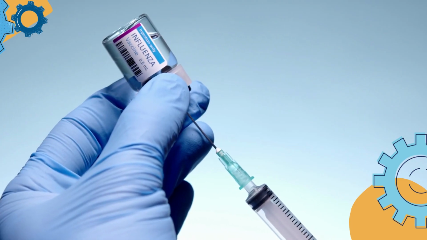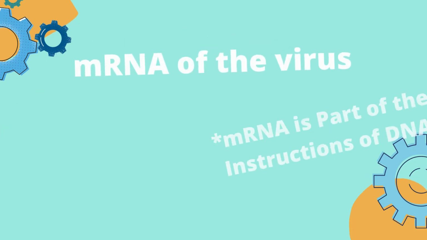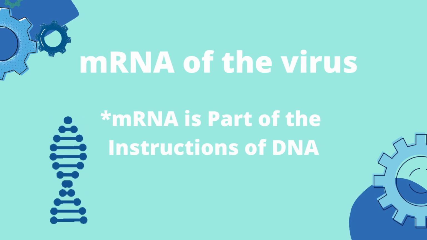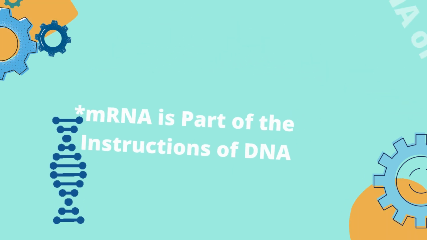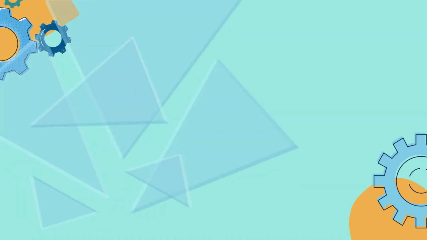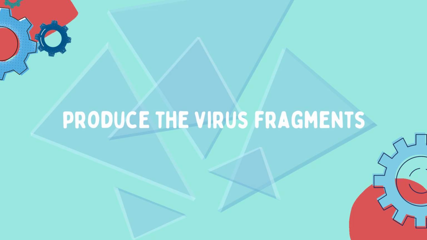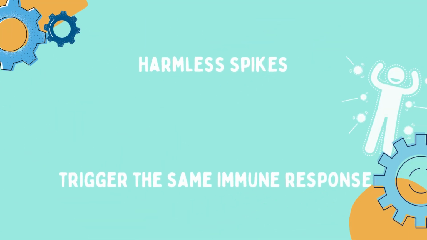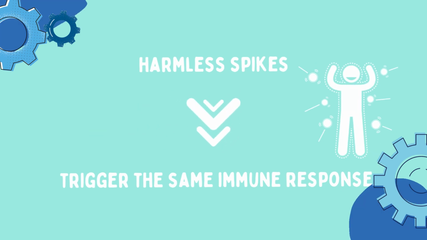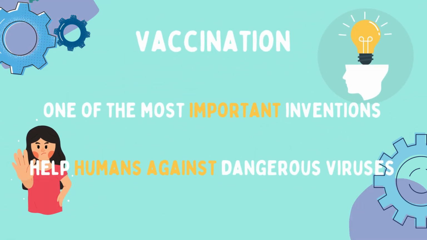The most updated generation of vaccines is made of the mRNA of the virus. As we learned before, the mRNA is part of the instruction of DNA. This mRNA will be recognized by our body and used to produce the virus fragments, such as the spike, since the spike itself is a protein. This harmless spike will trigger the same immune response mentioned before. Therefore, vaccines are one of the most important inventions that can help humans against dangerous viruses.